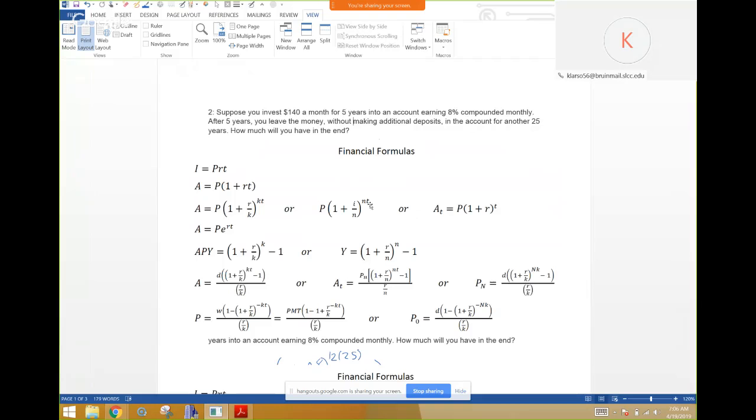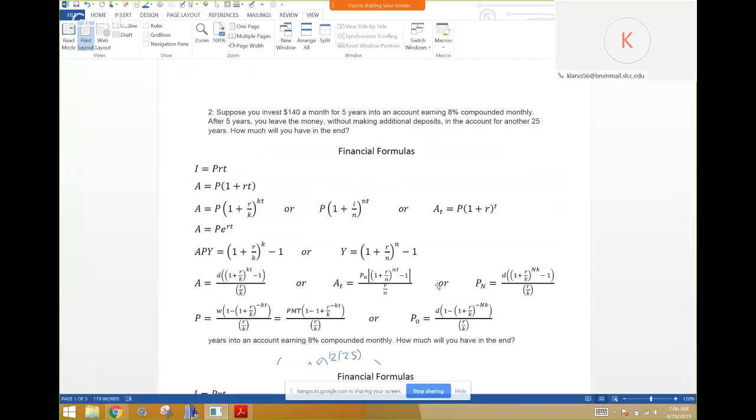So on number 2, it says suppose you invest 140 a month for 5 years into an account earning 8% compounded monthly. After 5 years, you leave the money without making additional deposits in the account for another 25 years. How much will you have at the end? So here's the formula sheet. What are your first thoughts on what formula you would use, or do you kind of feel lost?